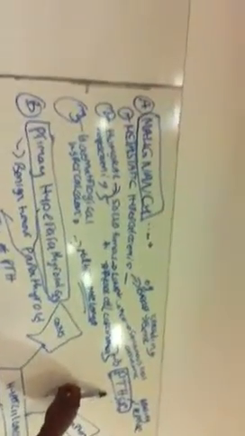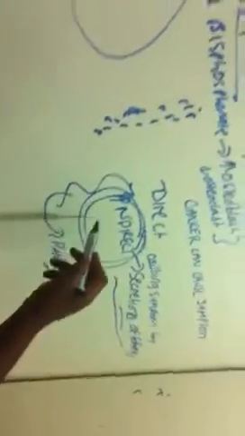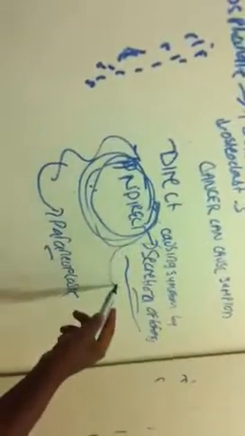This PTHrP effect is also known as paraneoplastic syndrome. Do you need to know the meaning? Paraneoplastic syndrome means that it is an indirect cause of hypercalcemia, due to secretion of hormones which therefore cause increased calcium levels. The indirect symptoms of that cancer are by secretion of hormones, not direct.